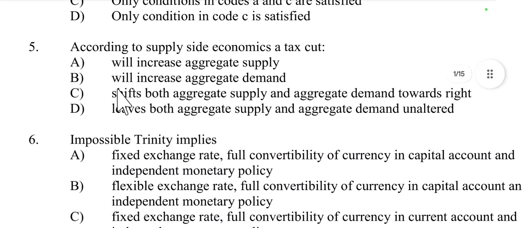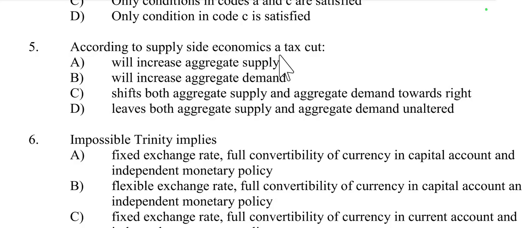Then question number 5: according to supply side economics, a tax cut, meaning the producer side, when there is a tax cut, what happens? It will increase aggregate supply, will increase aggregate demand, shift both aggregate supply and aggregate demand towards the right, or leave both aggregate supply and aggregate demand unchanged.